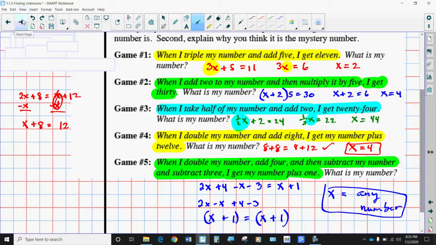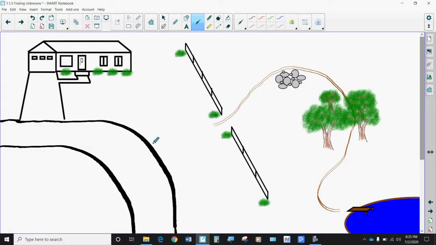Okay, so I want to talk to you a little bit about the nature of what algebra is. You like my picture there? I've worked really hard on that.